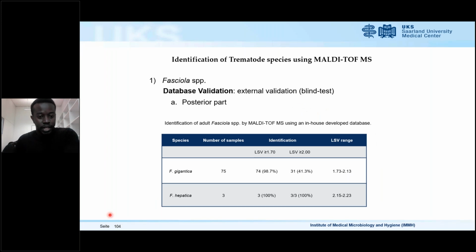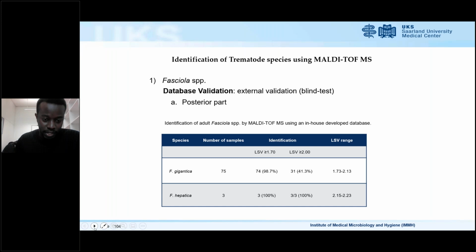For the validation, we used the same part, the posterior part, by analyzing new fresh samples. We can see here that around 98.7% were well identified at the species level with score values above 1.7, and around 41% were identified at the genus level. If we look at the second species, Fasciola hepatica, we can see 100% correct identifications.